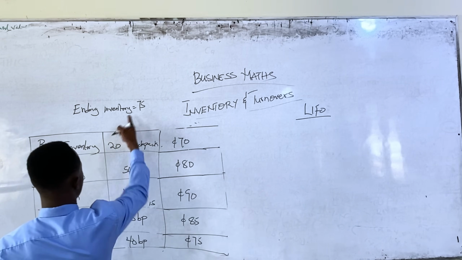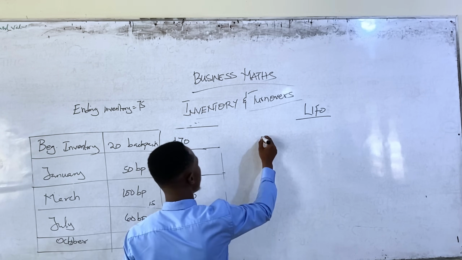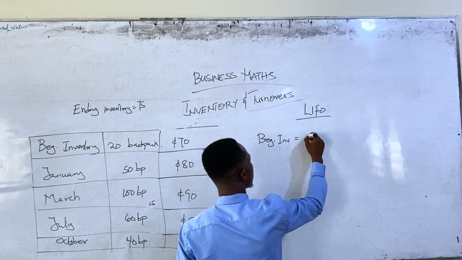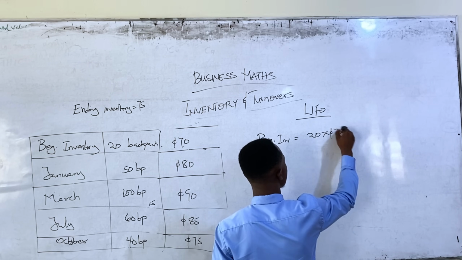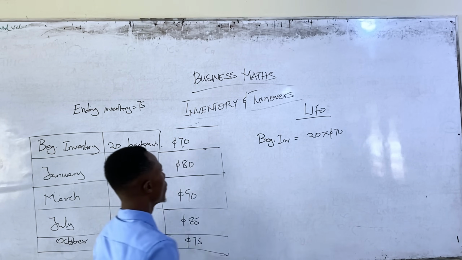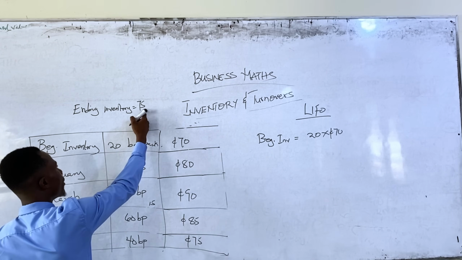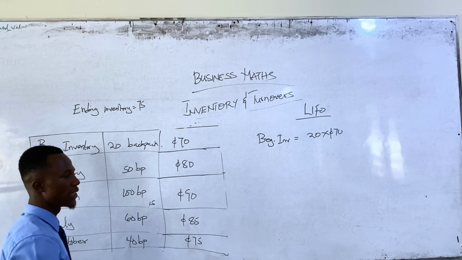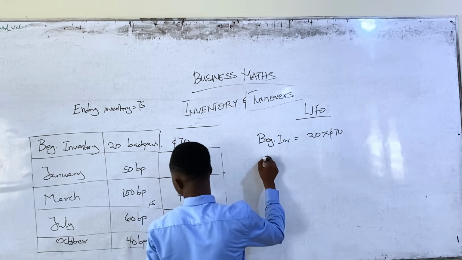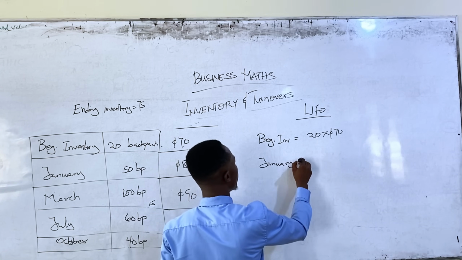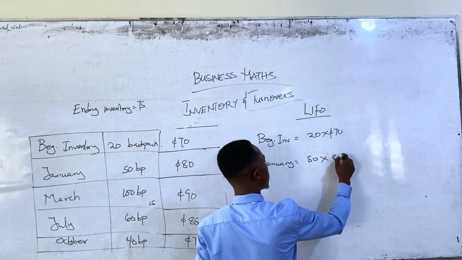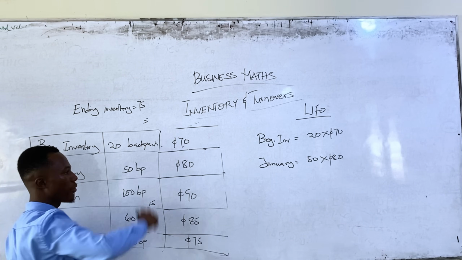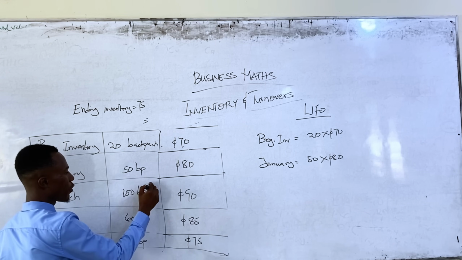Now we have 75 backpacks left. We have 20 here. So beginning inventory is giving us 20 times 70. Then since we are done with 20, how many are left? 55. Now we have 50 here, so we can multiply this 50 by 80 since the remaining is more than this. So for January, we have 50 by 80 Ghana cedis. So we have 20, 50. How many left? We have 5 left.